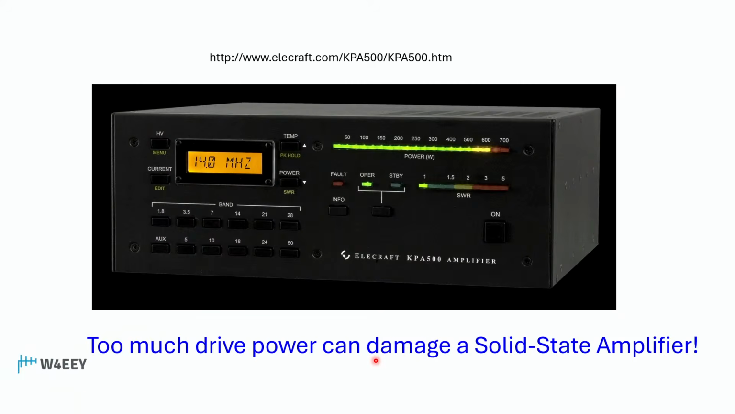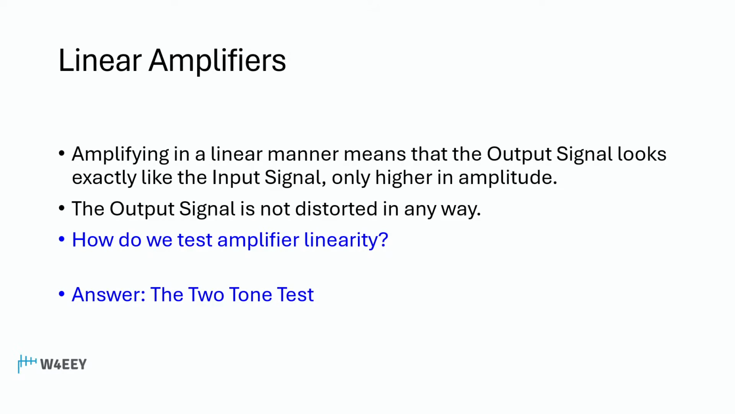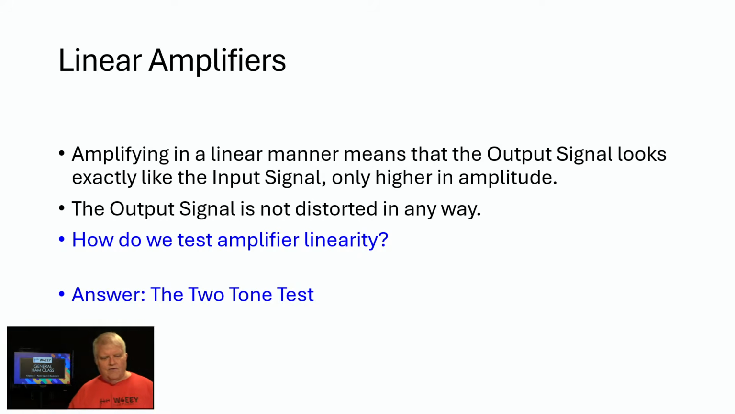Too much drive power is the single most frequent cause of damaging a solid-state amplifier. Typically, they don't require a lot of power to generate legal limit output. So know your amplifier, know how much is too much, and try to make sure that you minimize it so you don't overdrive a solid-state amplifier. When you overdrive a linear amplifier, well, it causes clipping. We'll see that here in just a second.